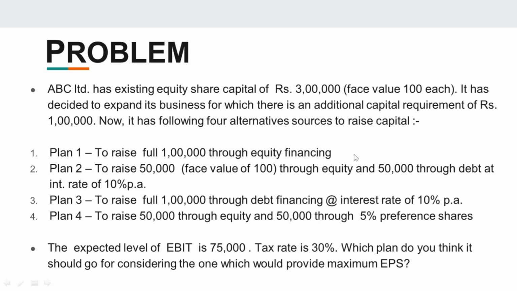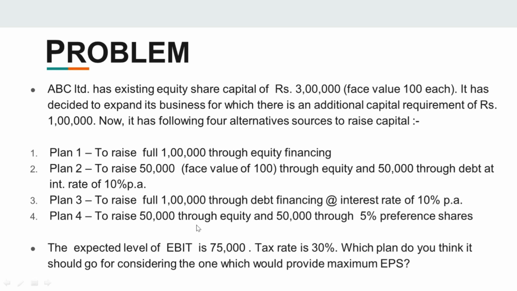So, plan 1 is to raise the full 1 lakh rupees through equity financing. Plan 2 is to raise 50,000 through equity and 50,000 through debt financing at the interest rate of 10% per annum. Plan 3 is to raise 1 lakh fully through debt financing where the interest rate is 10% per annum, and plan 4 is to raise 50,000 through equity and 50,000 through 5% preference shares.